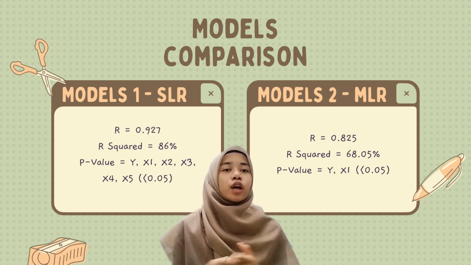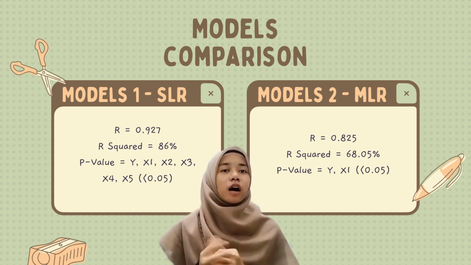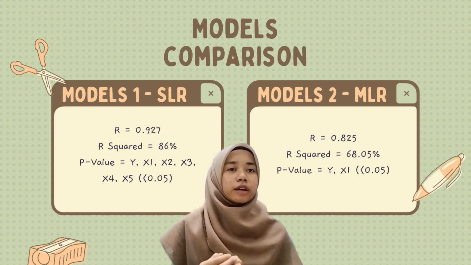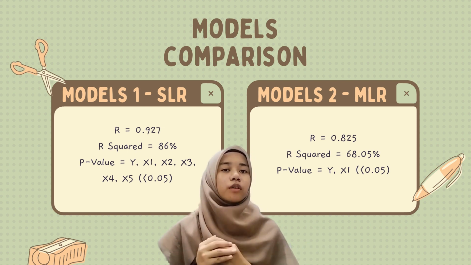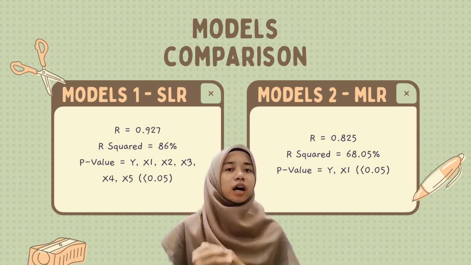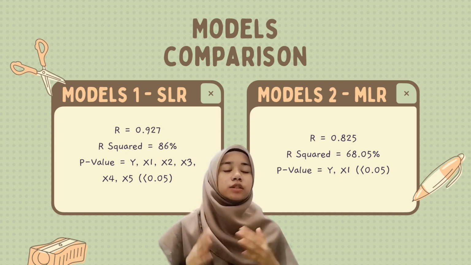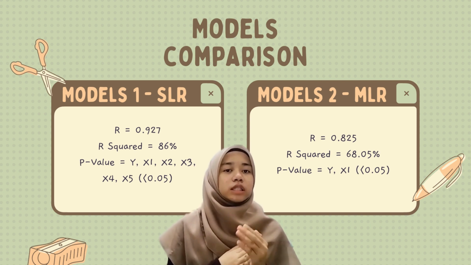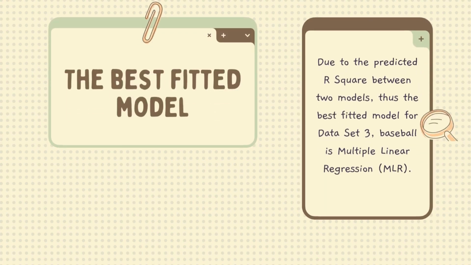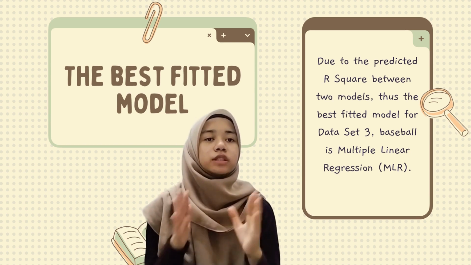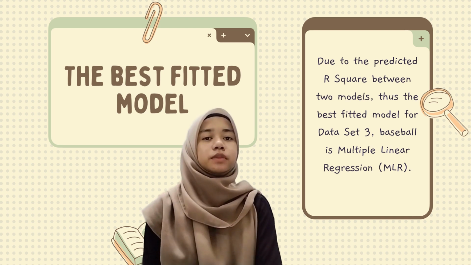Here is the comparison between two models, where model 1 is simple linear regression and model 2 is multiple linear regression. We can choose that R for the multiple regression model is higher, which is 0.927, closer to 1, indicating a positive and strong relationship compared to simple regression, whose R is only 0.825. Next, the R squared value shows that multiple regression is also higher, which is 86% compared to simple regression, whose R squared is 68.05%. Due to the R squared of the two models, the best fit model for dataset 3, which is baseball, is multiple linear regression.